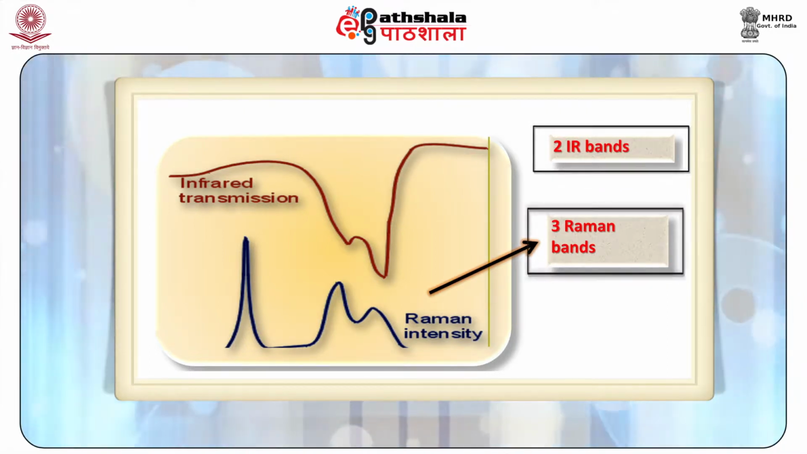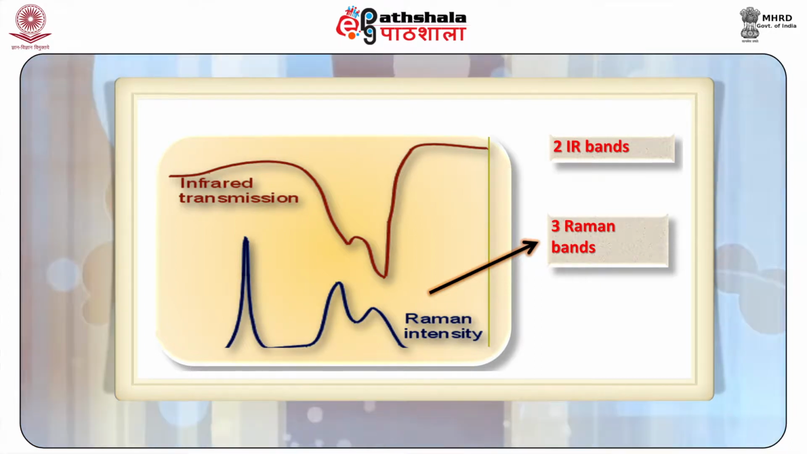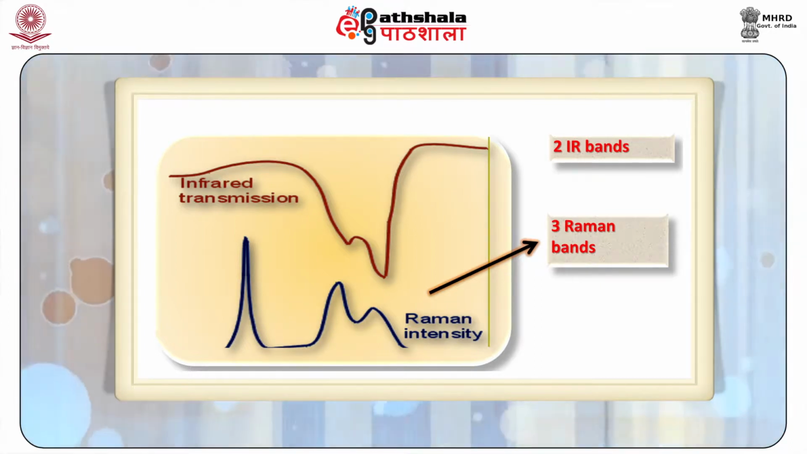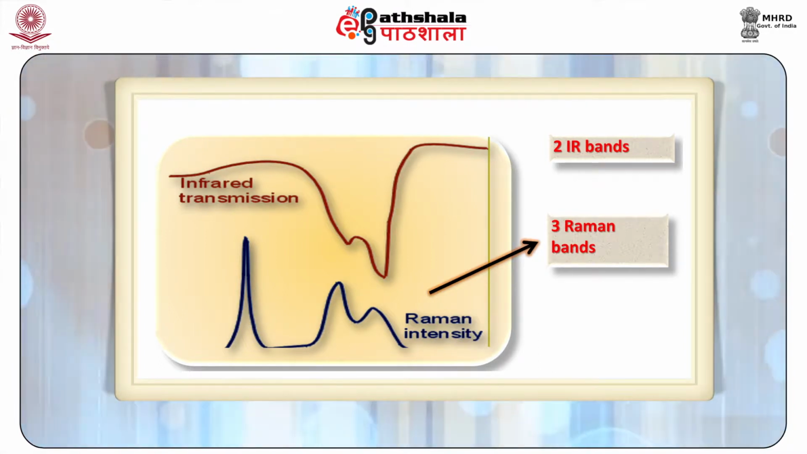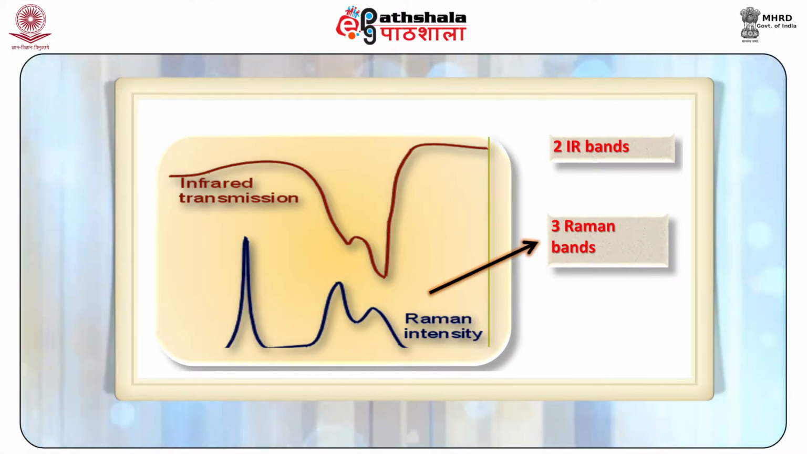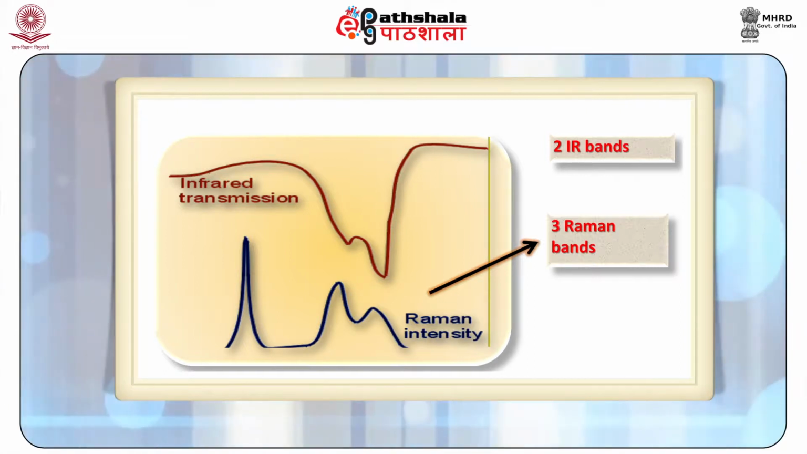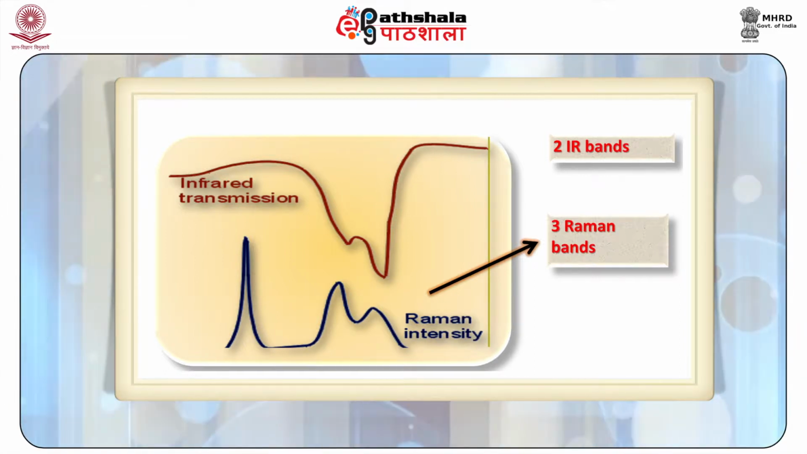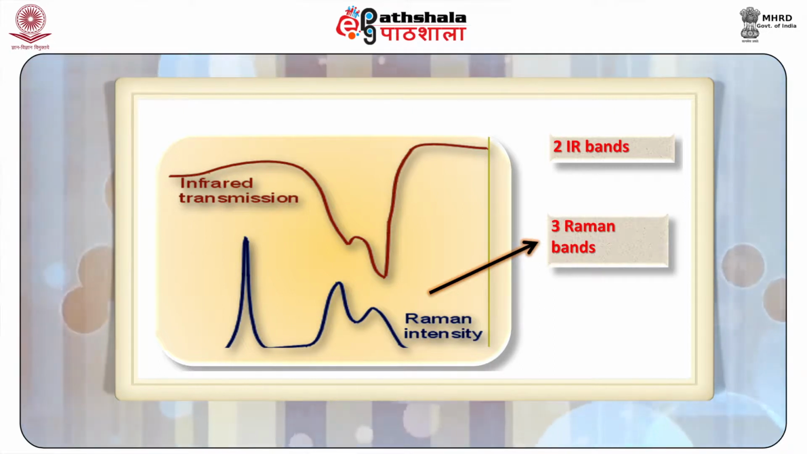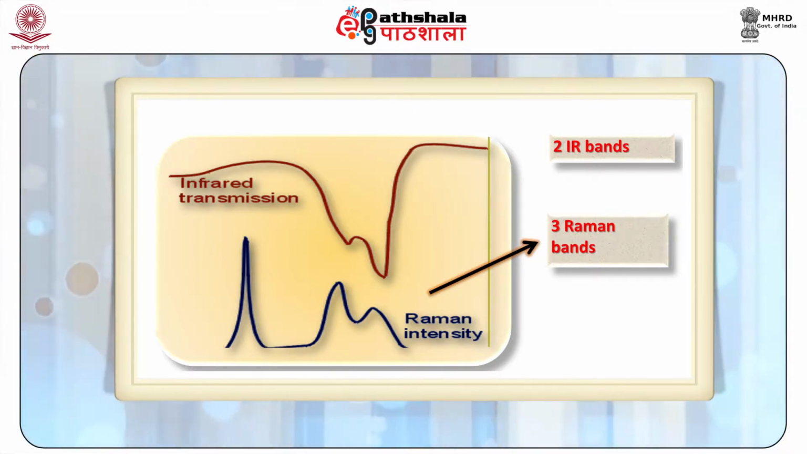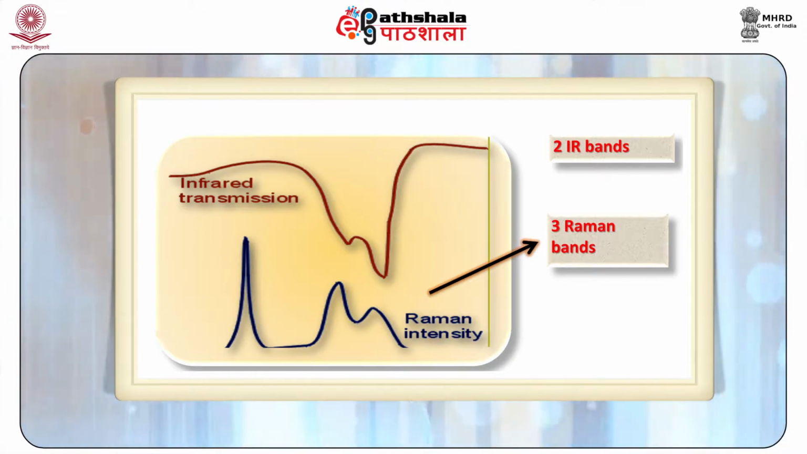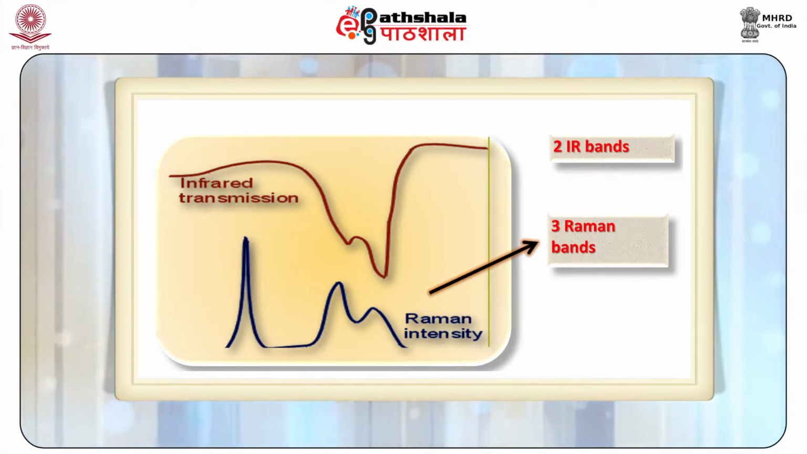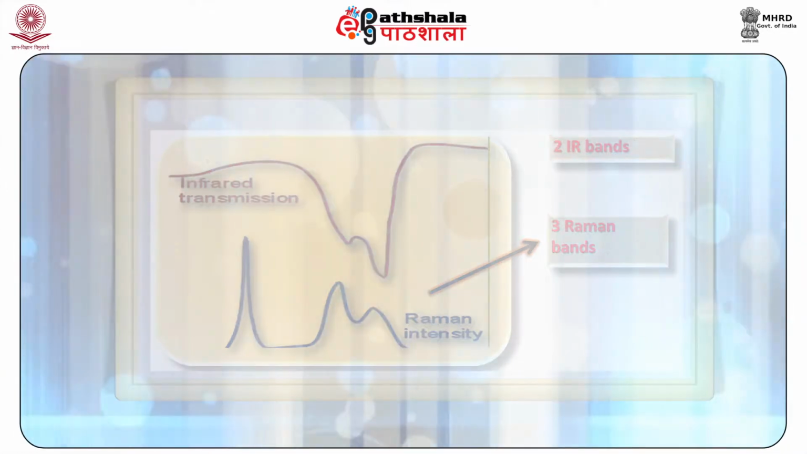It means the geometry of the molecule in question is TBP, trigonal bipyramid. If it had been square pyramidal, we would have got more IR bands and more Raman bands, that is 3 IR and 4 Raman bands, but we are getting only 2 IR and 3 Raman. So this spectrum corresponds to trigonal bipyramid geometry.